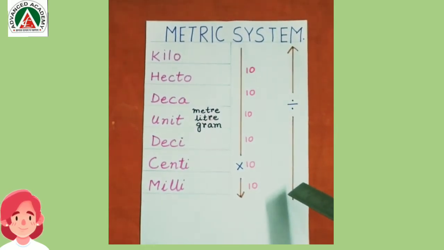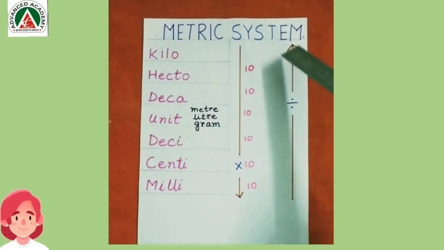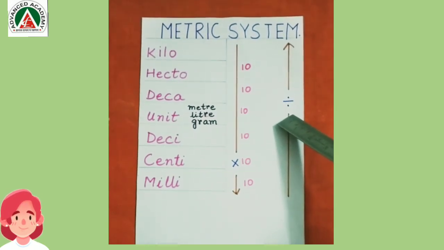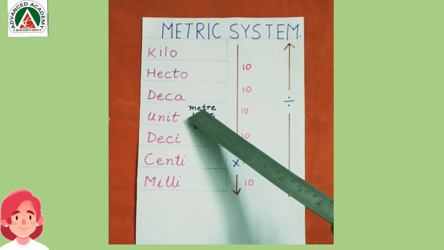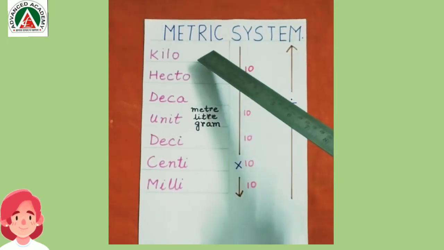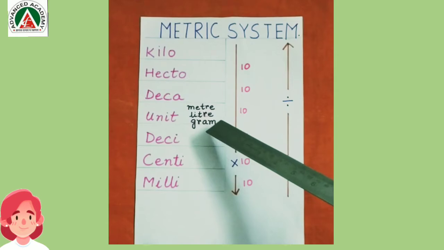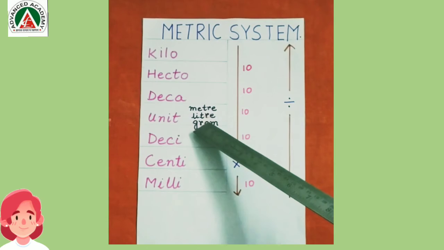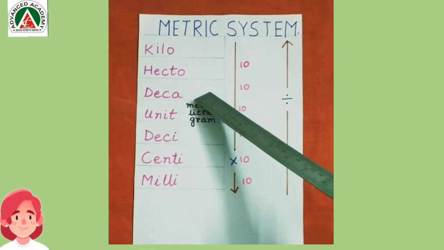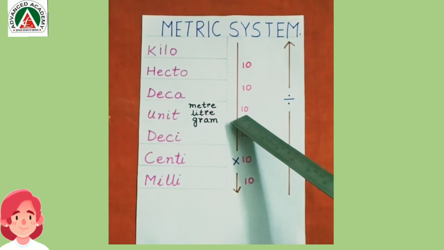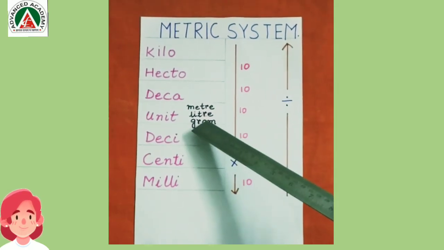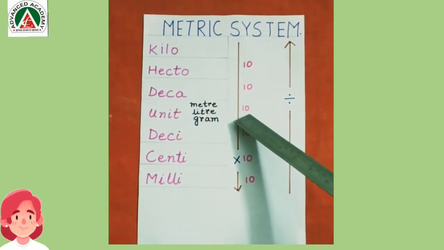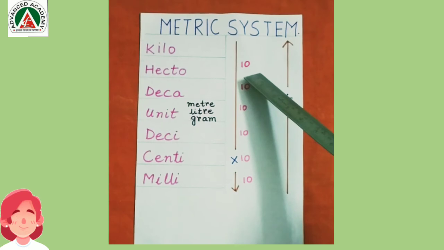Now, when we are moving from a smaller unit to a bigger unit, we are dividing. So now, let us again take the base unit, meter. So 1 meter is how many kilometers? It will be 1 by 1000. 1 meter is how many decameters? It is 1 by 10. 1 meter is how many hectometers? 1 by 100.